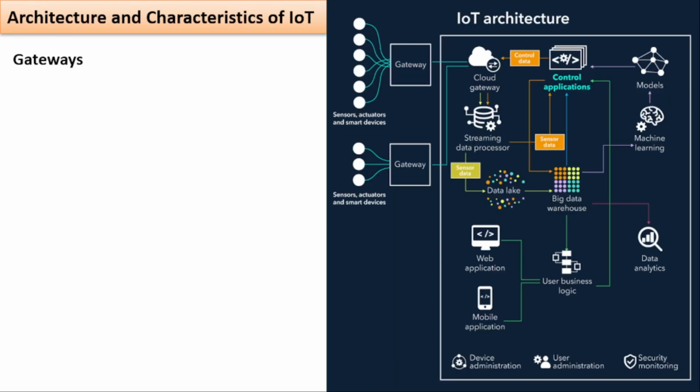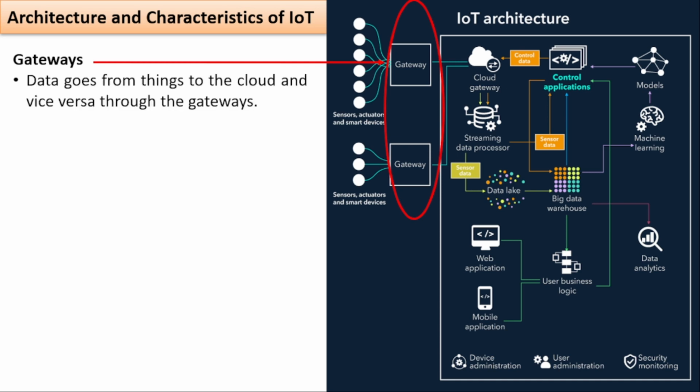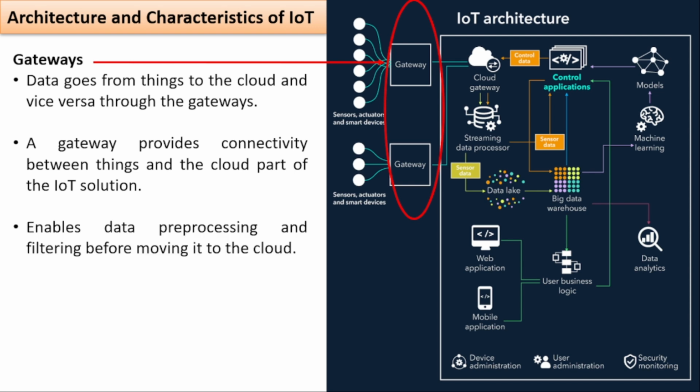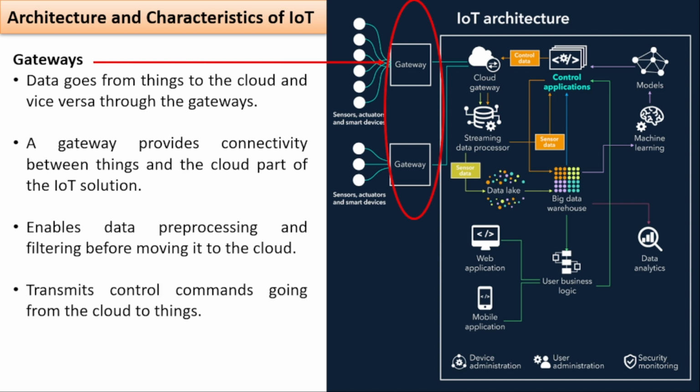Let's delve into the structure and some key attributes of IoT. Now, we'll explore the utilization of gateways within IoT. Information flows between devices and the cloud bidirectionally via gateways. These gateways establish connectivity between devices and the cloud component of the IoT system. They facilitate preliminary processing and filtration of data before transmitting it to the cloud. Additionally, gateways are responsible for relaying control commands originating from the cloud to devices. Subsequently, the devices execute these commands utilizing their actuators.